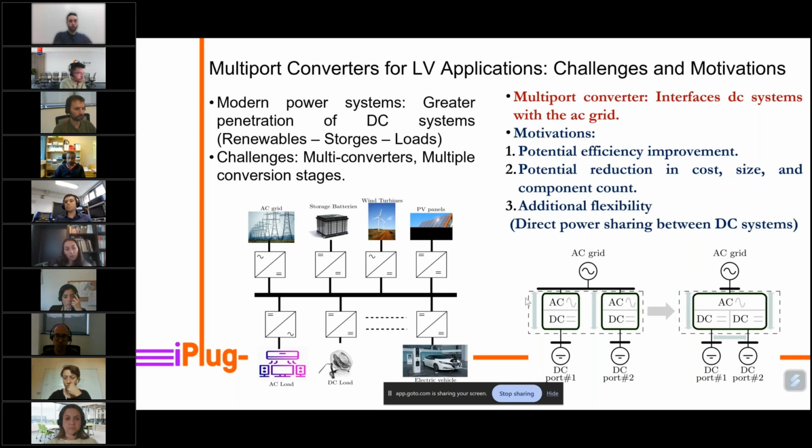We could attain a reduction in total cost and size of the power electronic interface of the multiple ports, and we also attain additional flexibility by enabling direct power transfer among different ports.